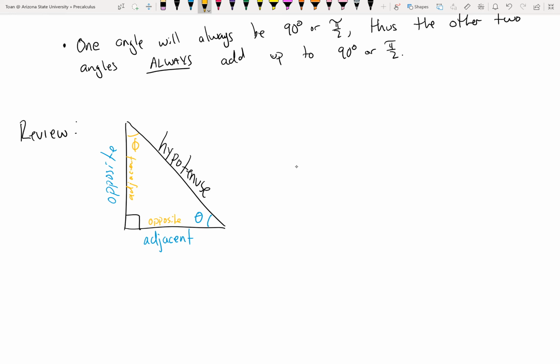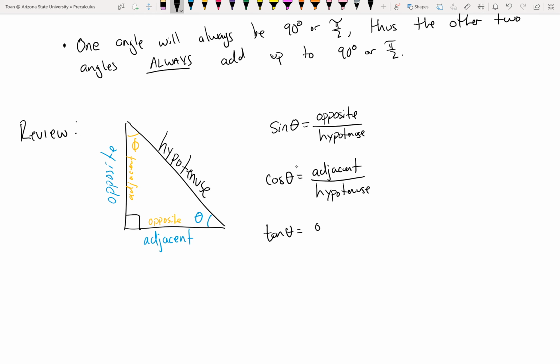Assuming you have the right terminology down, the trig ratios are defined as follows. Sine of any particular angle, I'll use the theta symbol, but it could be any angle you want, is always the opposite length divided by the hypotenuse. Cosine is always the adjacent length divided by the hypotenuse. And tangent is always the opposite length divided by the adjacent length.